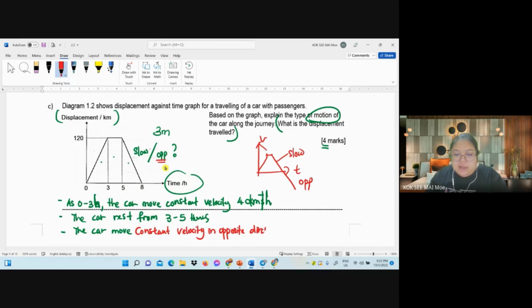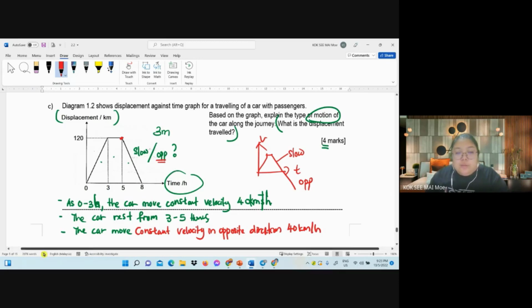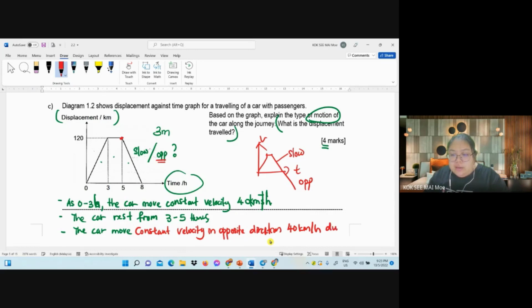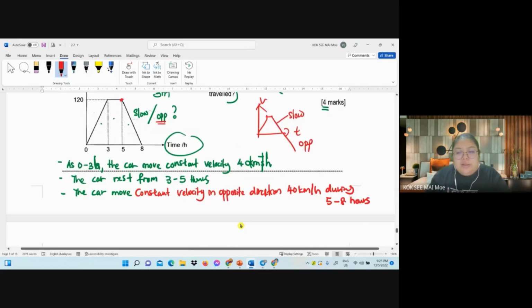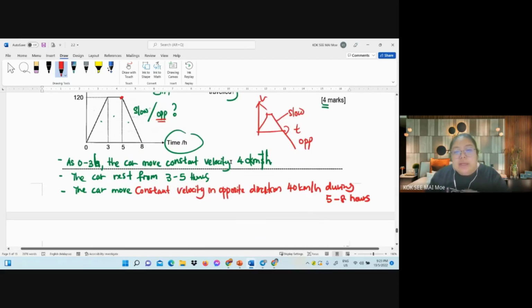Okay, so if you want to mention how many, you go and measure. 120 over 3, also the same, 40 kilometer per hour. They are also moving at constant velocity but in the opposite direction. So you need to mention during 5 to 8 hours. Okay, part 3 is 5 to 8 hours. So you only get 3 marks.